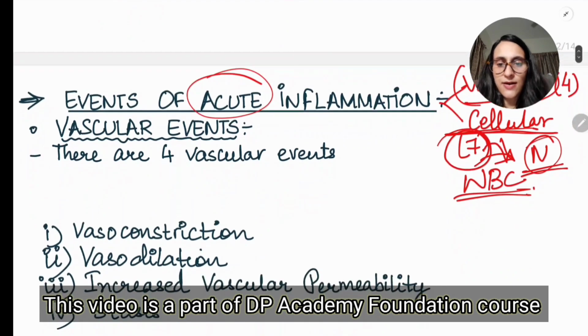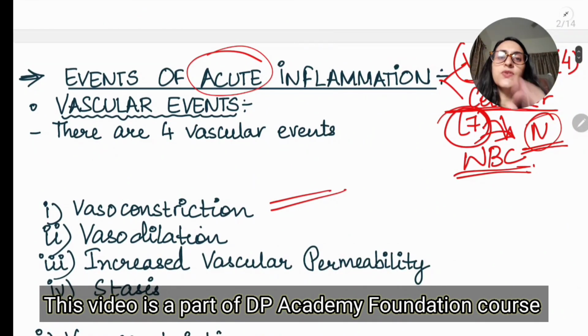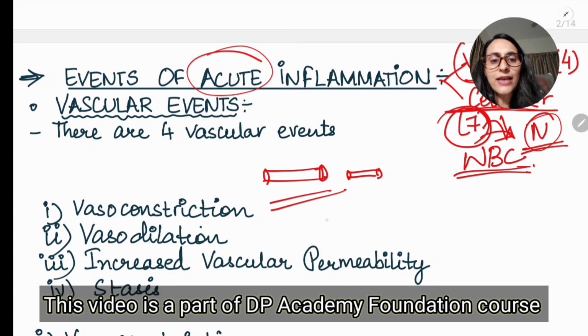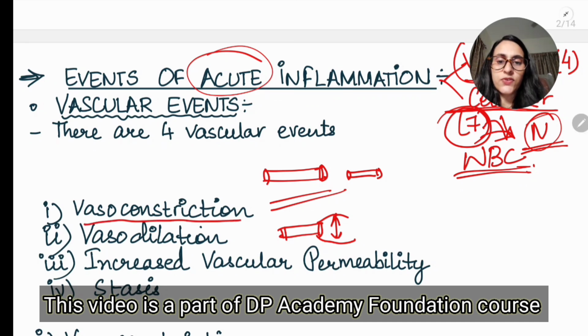The 4 vascular events are vasoconstriction. Constriction means something is pressed, constricted. Whenever you hear the word constricted, this means something is compressed. So if this is a normal blood vessel, the constricted blood vessel will be slightly thinner. Vasodilation: if this is a normal blood vessel, then the dilated blood vessel means it is relaxed. So there is increase in the volume of this blood vessel. So first of all, the first event is going to be vasoconstriction. It is accompanied by vasodilation.